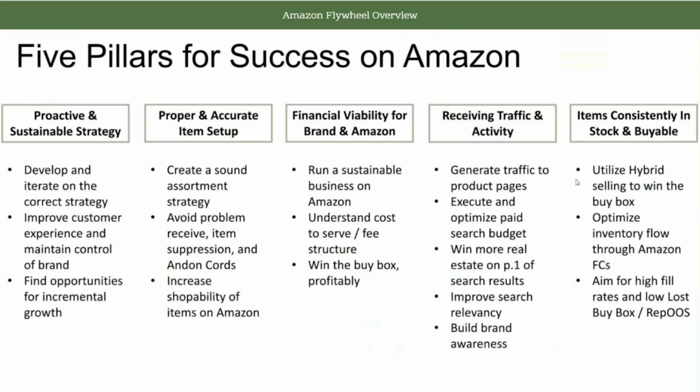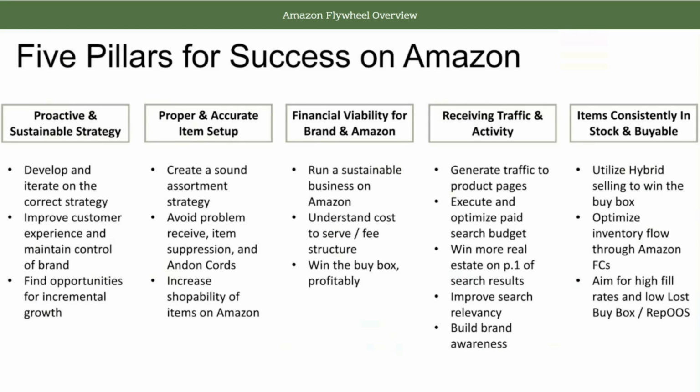We'll also just cover quickly the 5 pillars for success on Amazon, and we'll discuss this in more detail in a later module. But this is just something that I wanted you to see to start out with. So we want to make sure we're proactive and have a sustainable strategy. We want to develop and iterate on the correct strategy. So we want to make sure we're starting Amazon off correctly. We want to improve customer experience and maintain control of the brand. We want to find opportunities for incremental growth.